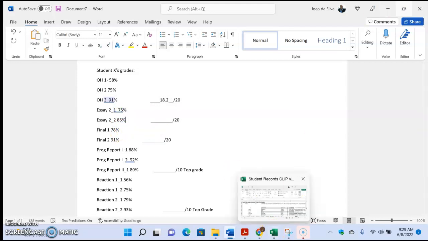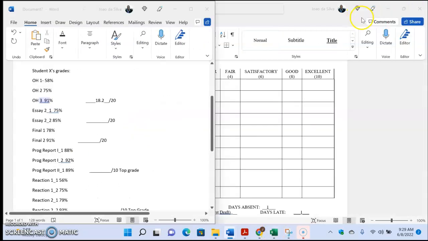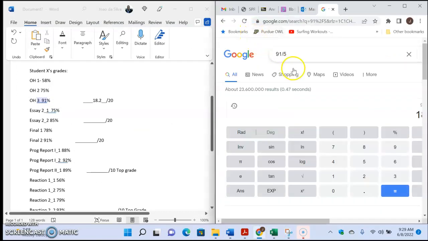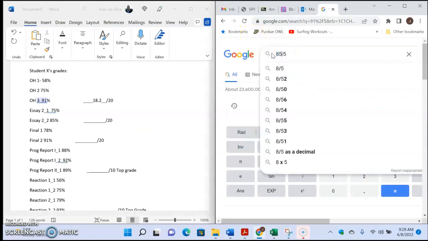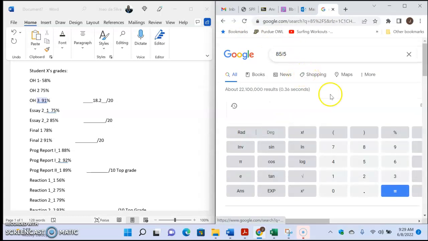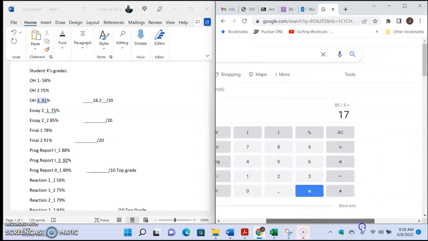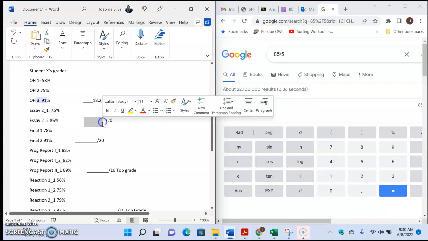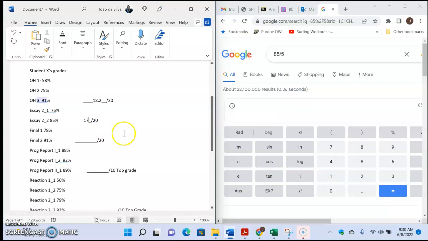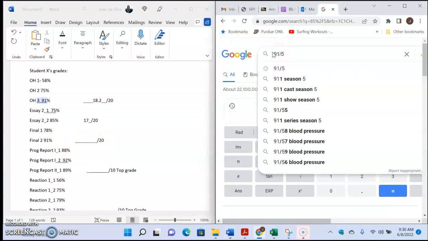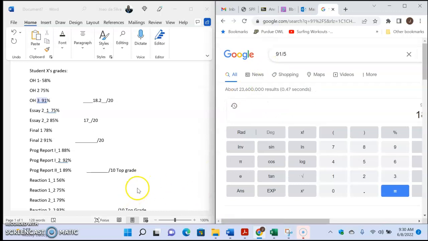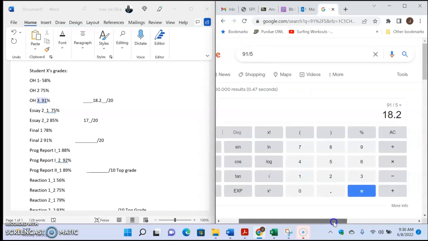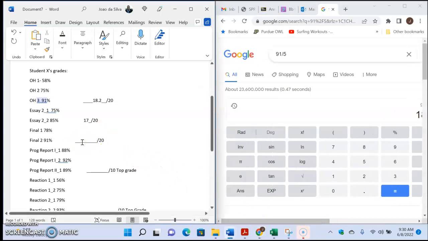And for SA2, you guessed it right, I'm going to take the 85%. So I'm going to do 85 divided by 5 again because it's worth 20%. That's 17, sorry. So for SA2, that's 17 out of 20. And for the final, I'm going to do the same thing. It's 20% of the final grade, which was a 91, which is again 18.2. I don't know why I expected a different result, but that's another discussion.